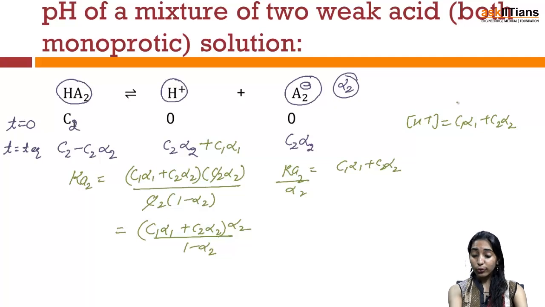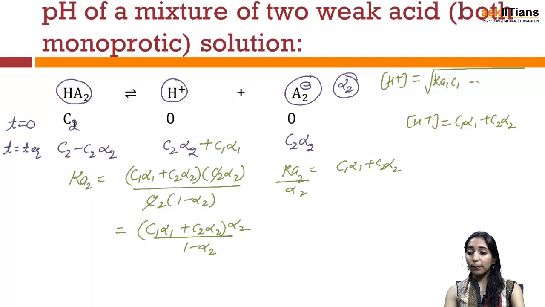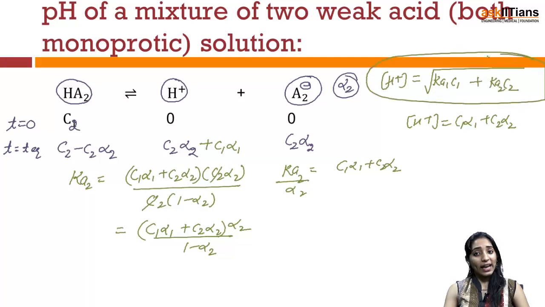Now using the approximations, it has been found that the concentration of H positive for such solutions will be represented as under root of Ka1 into C1 plus Ka2 into C2. Now in any particular question, you will be given the value of Ka1, the value of C1, the value of Ka2, and the value of C2. Hence, it will be easy for us to find the value of H positive. Now knowing the value of H positive, we can very easily find the pH of the resulting solution.